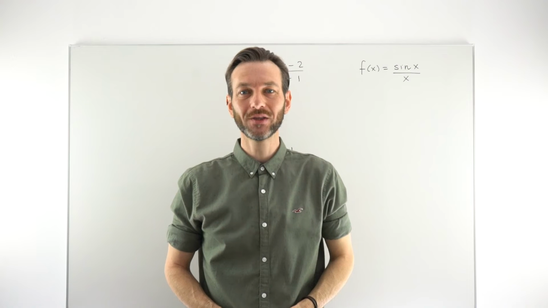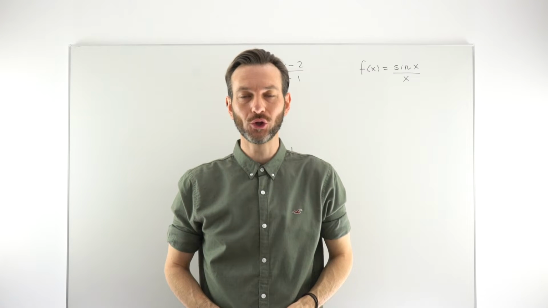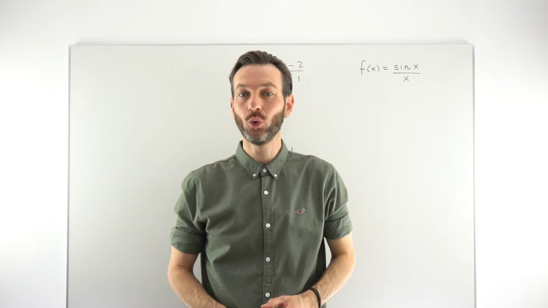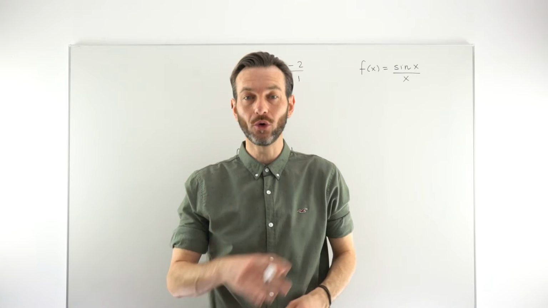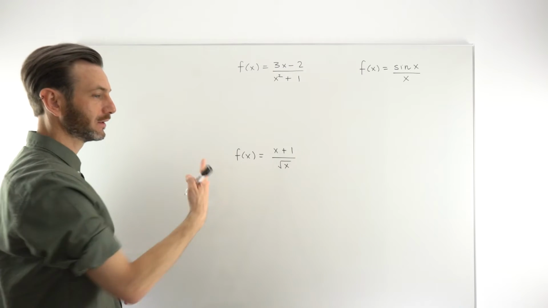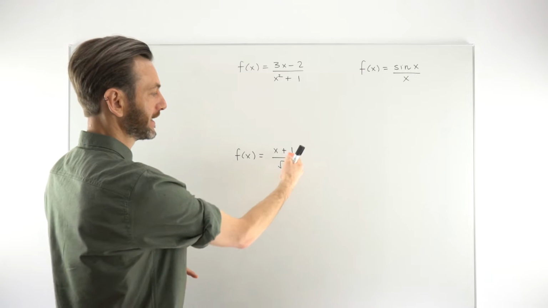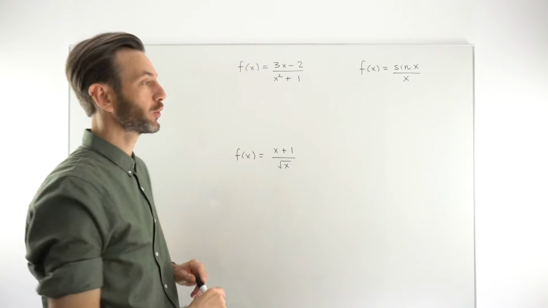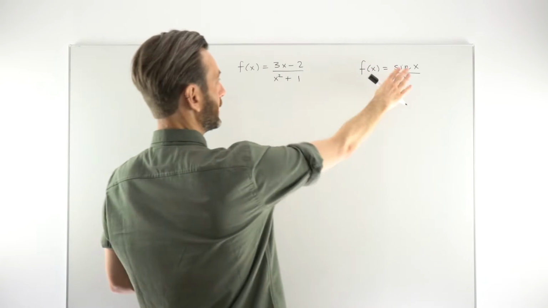In this class, we're going to consider the quotient rule for differentiation. In mathematics, a quotient refers to a division or a fraction. So we apply this rule when we've got a function that we need to differentiate, and the function is written as the quotient of two other functions. Just like these three here.